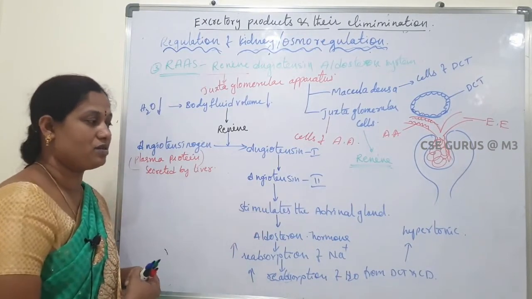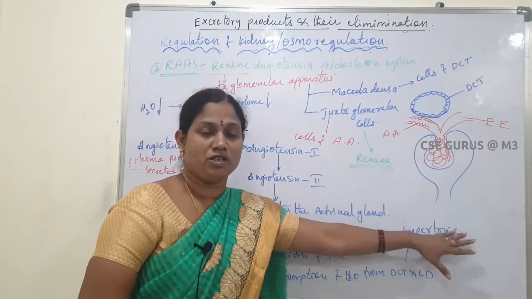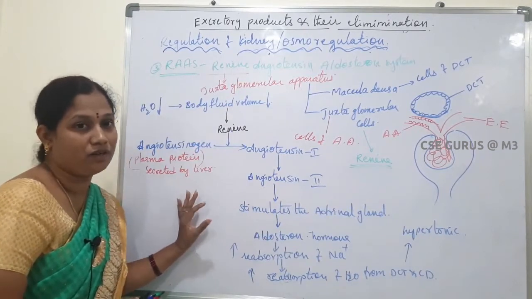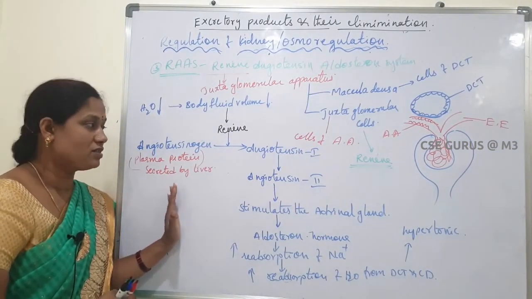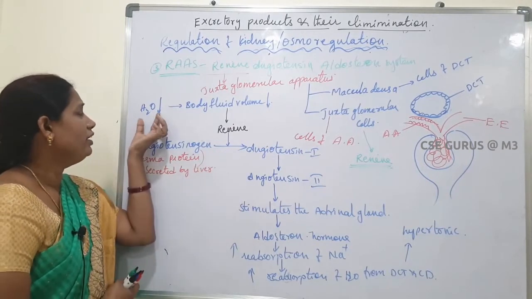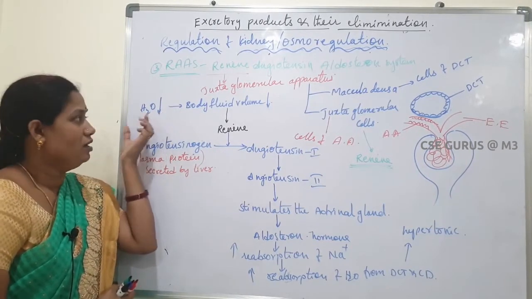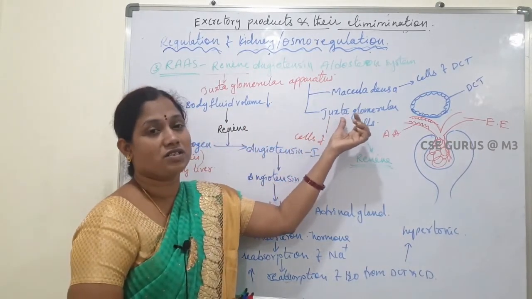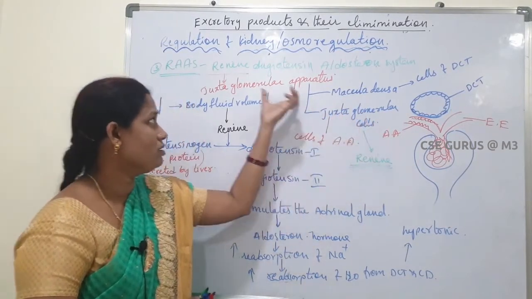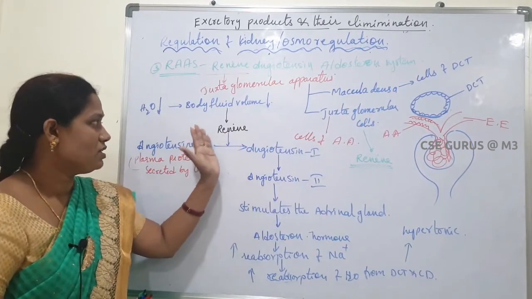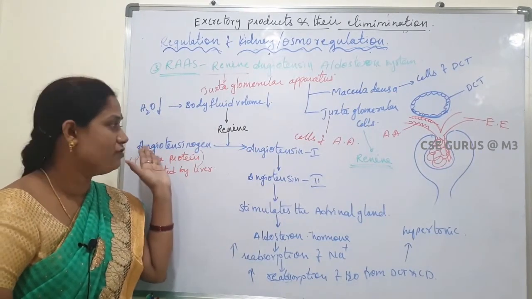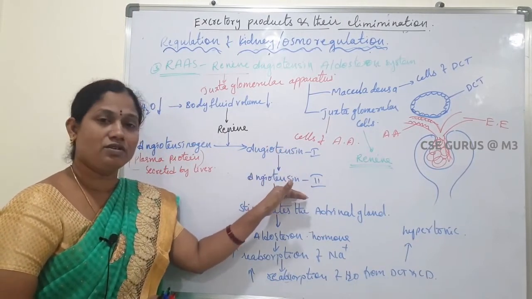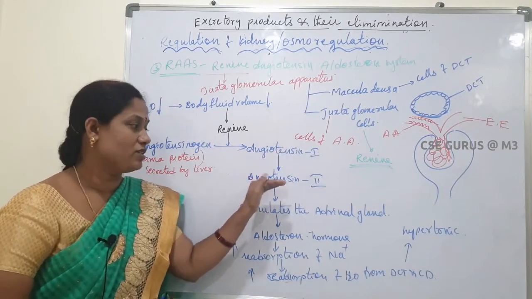Highly concentrated, or hypertonic, urine is eliminated to the outside. This mechanism is called the RAS mechanism. It works when the water levels in our body are decreased, so the renin enzyme is secreted from the juxtaglomerular cells, or juxtaglomerular apparatus. This renin enzyme converts angiotensinogen to angiotensin 1, which is converted into angiotensin 2.